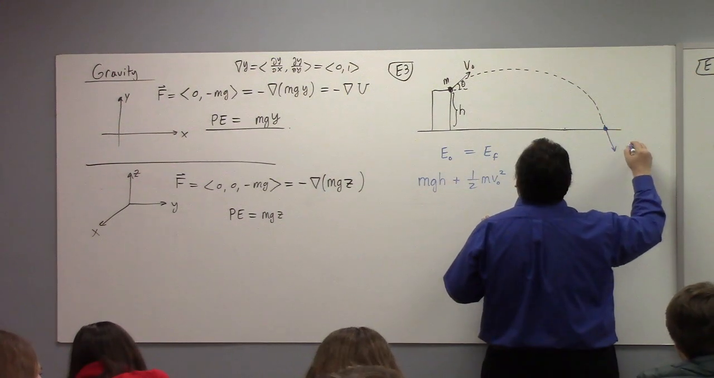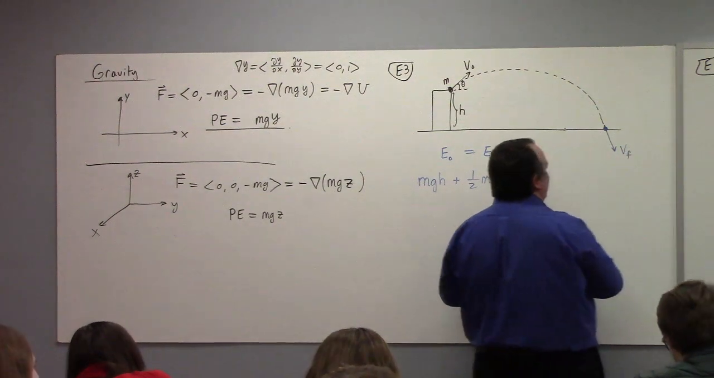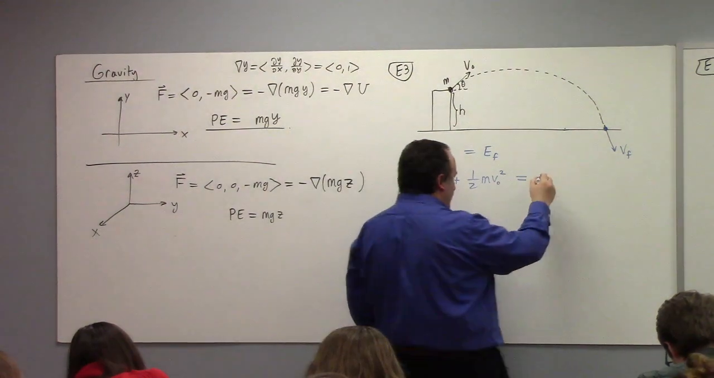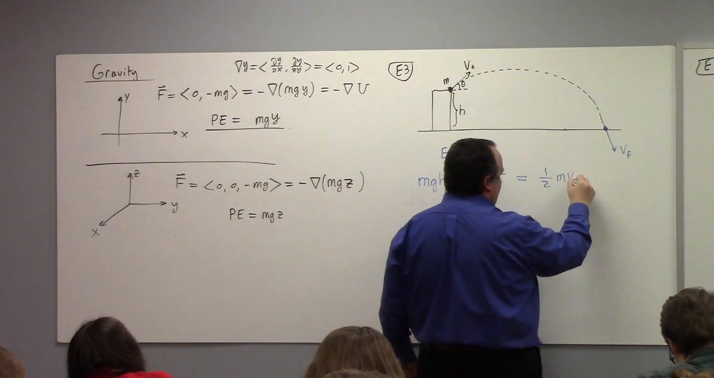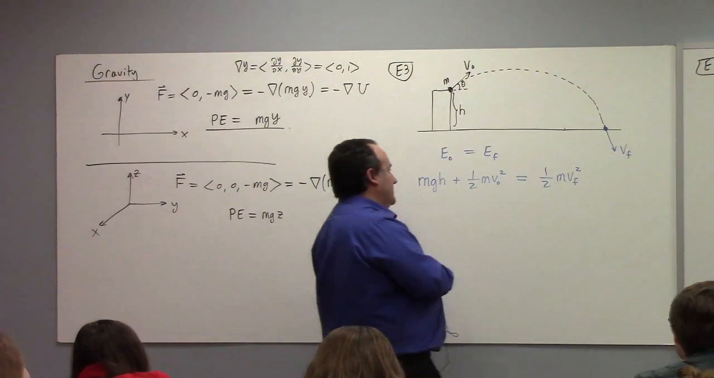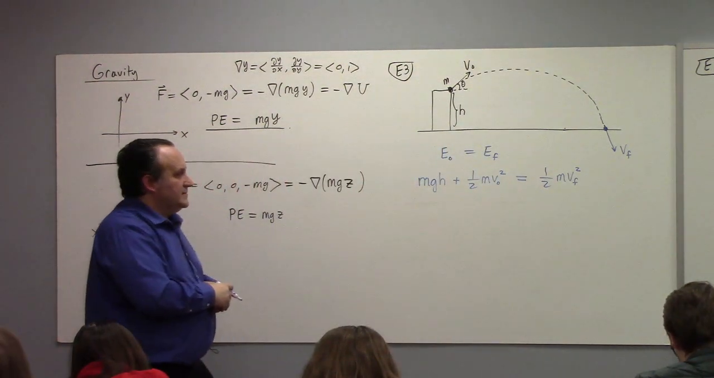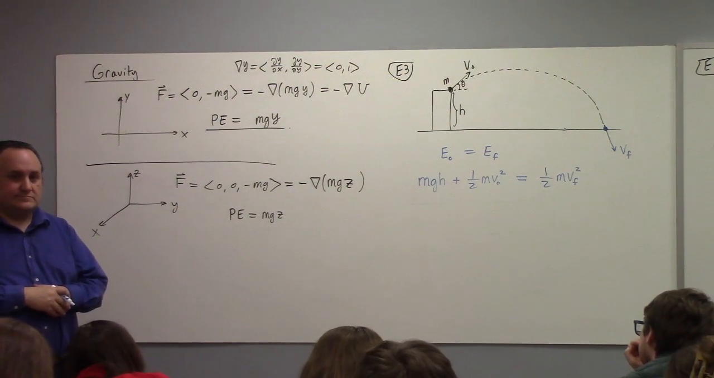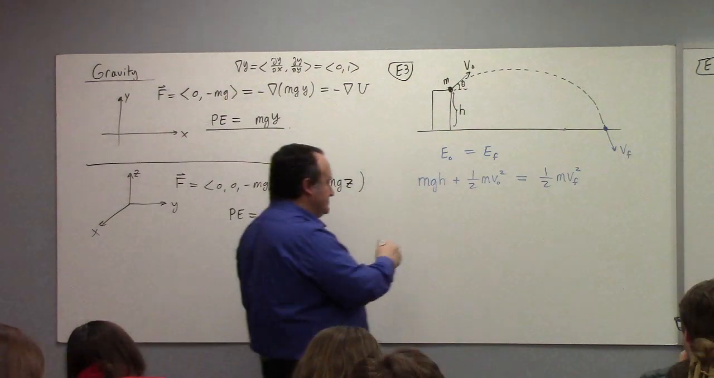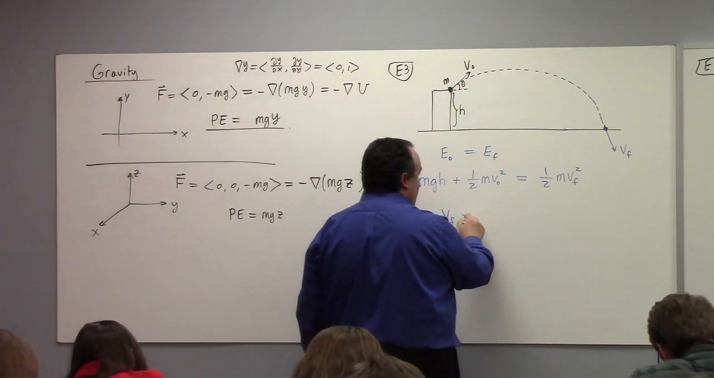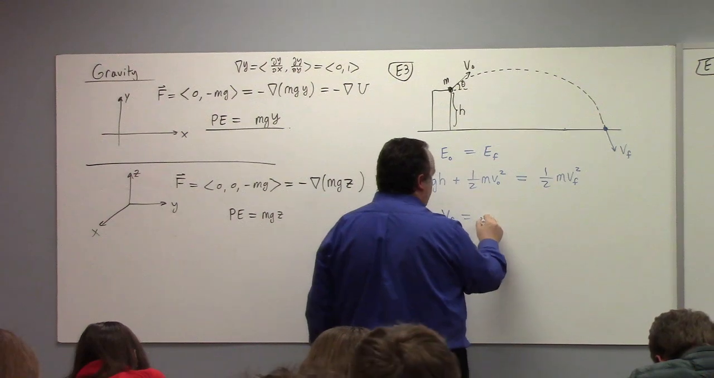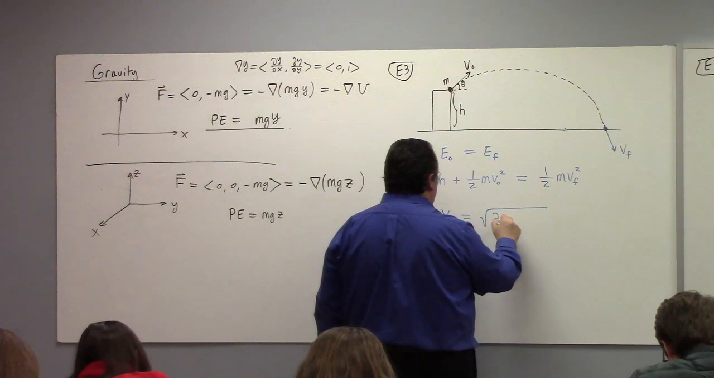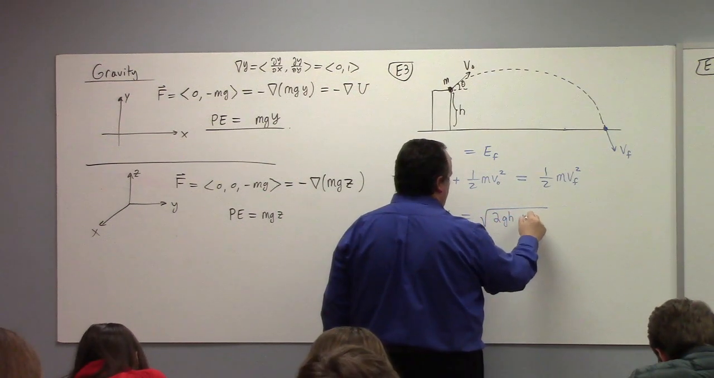Let's see here. So there's the final velocity. The final kinetic energy is 1/2 mvf squared, and the potential energy is 0. All right, so let's solve for vf. vf is equal to the square root of 2gh plus v0 squared.